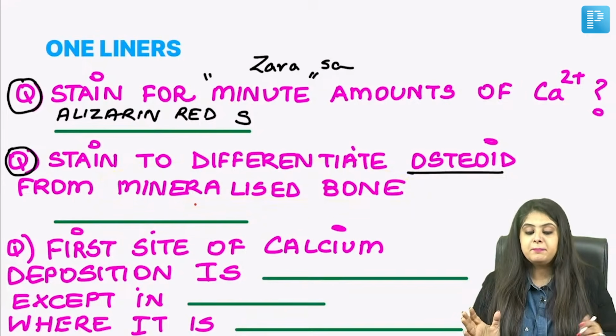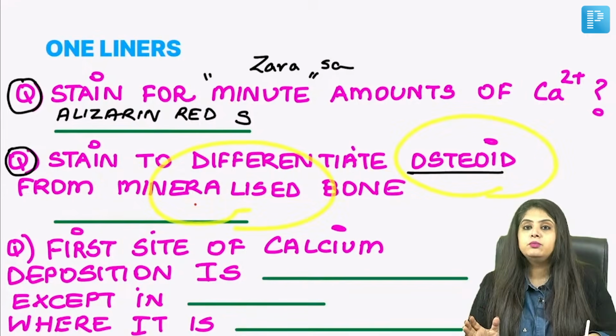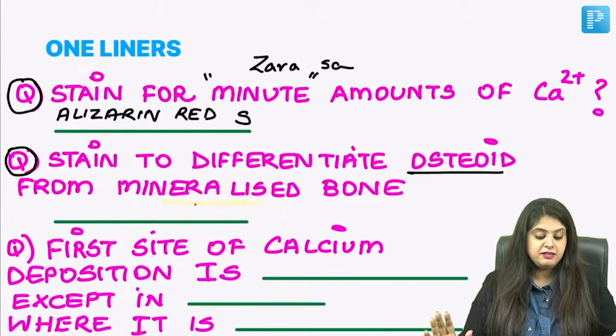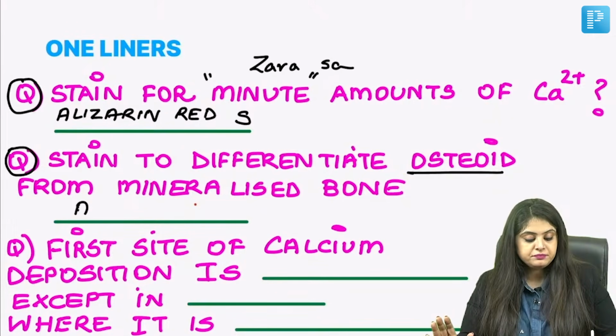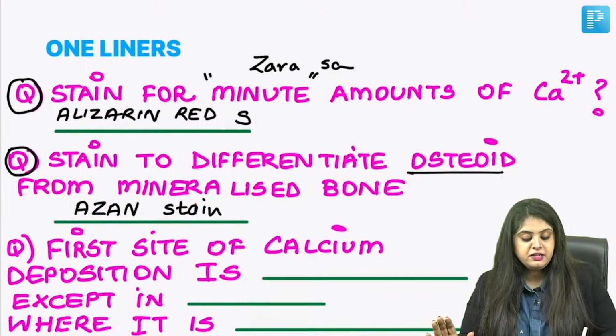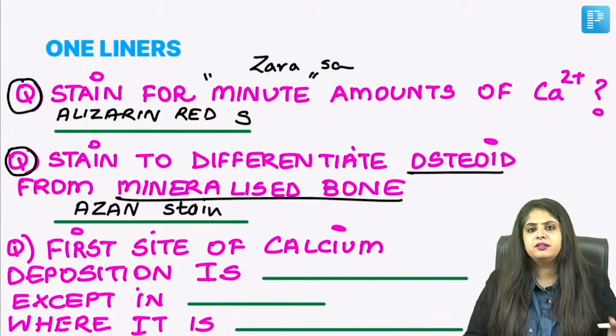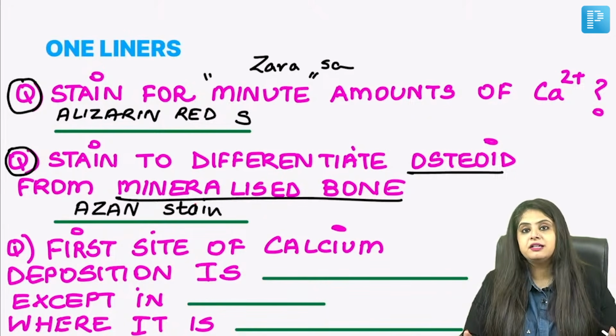So if you have to compare immature and mature bone, जो अभी 2-3 days old है, बनना शुरू हुआ, versus the bone that is properly formed, there is a stain which is known as the Azan stain. Azan stain is the stain to differentiate baby bone from adult bone. That is how you can learn it. Baby bone osteoid from adult bone, that is mineralized bone, you have the Azan stain.